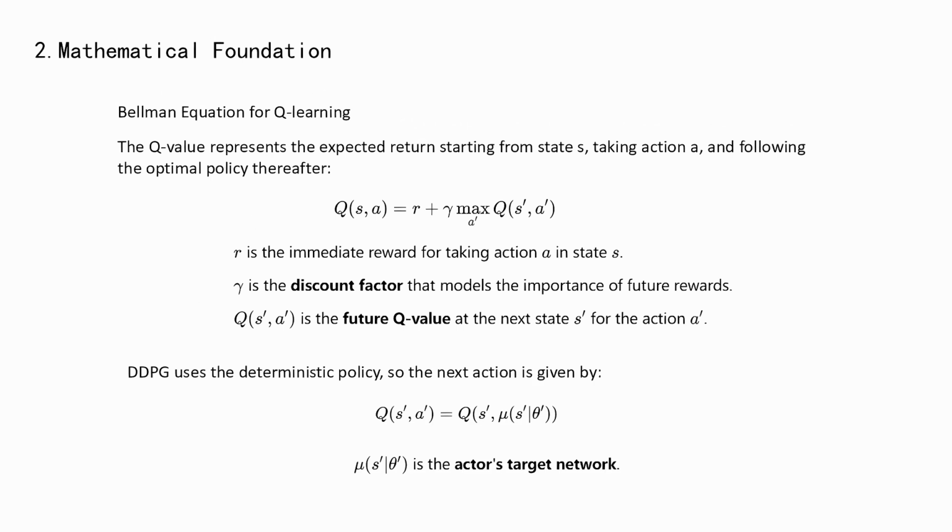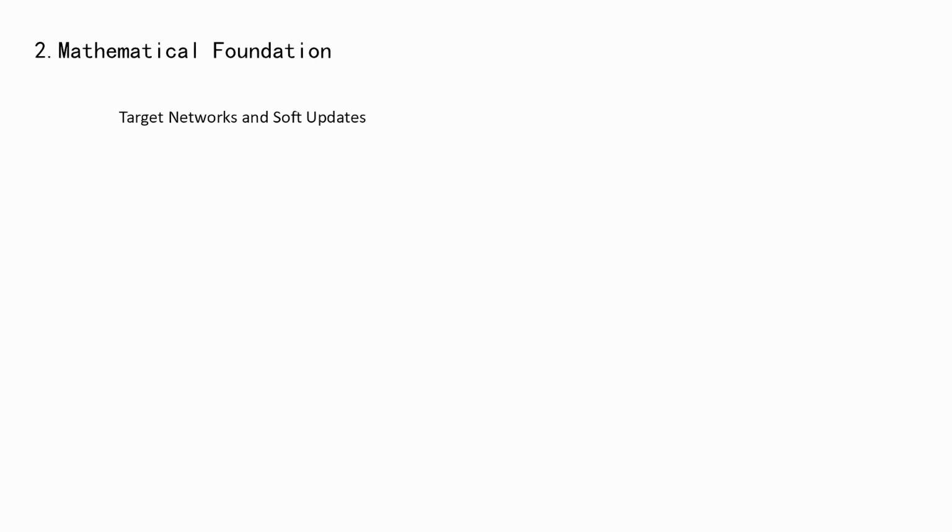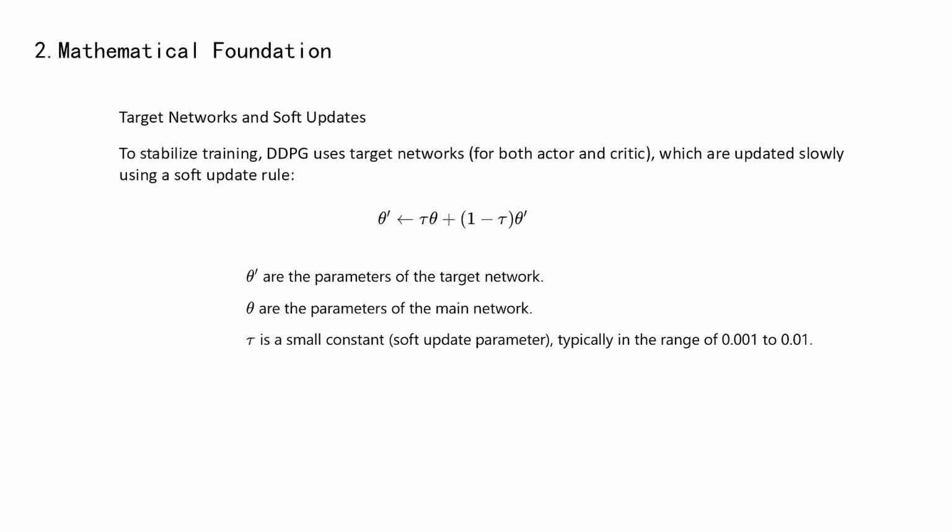DDPG uses the deterministic policy, so the next action is given as follows, where mu prime is the actor's target network. Target networks and soft updates. To stabilize training, DDPG uses target networks for both actor and critic, which are updated slowly using a soft update rule as follows. Theta A prime are the parameters of the target network.